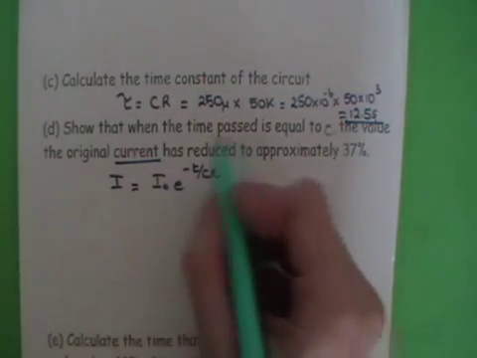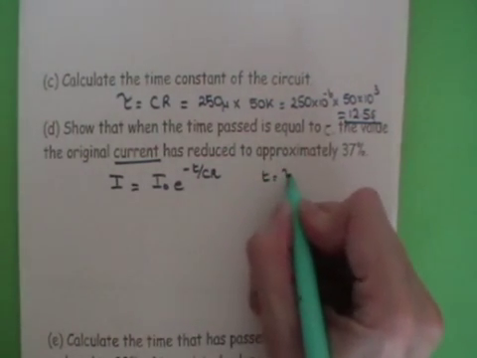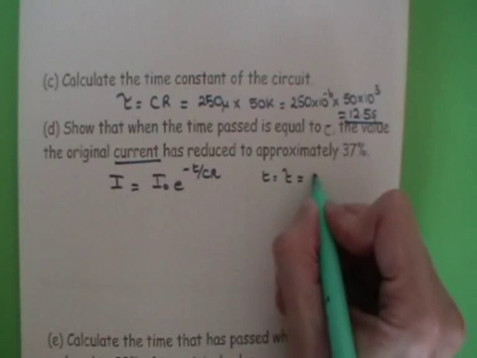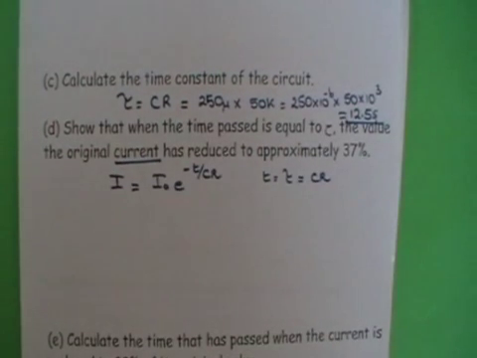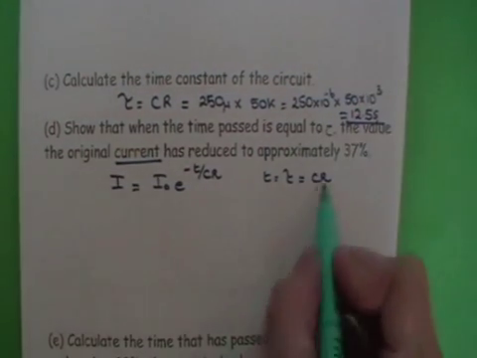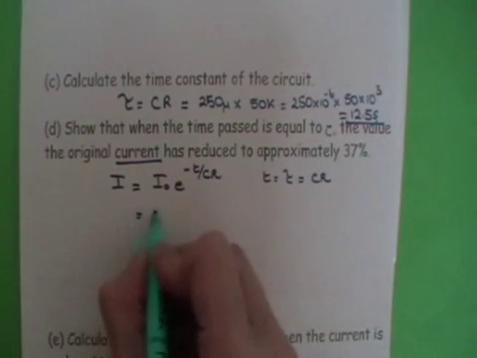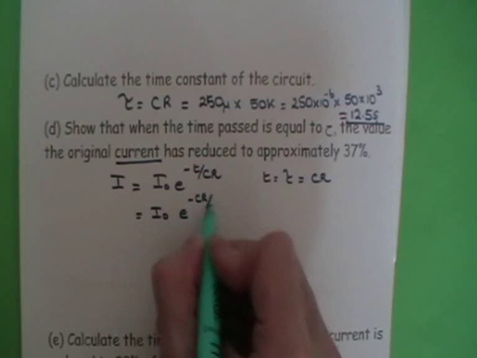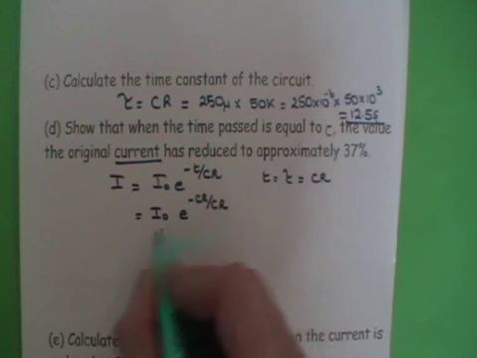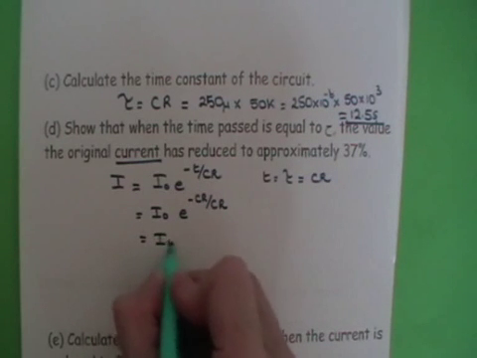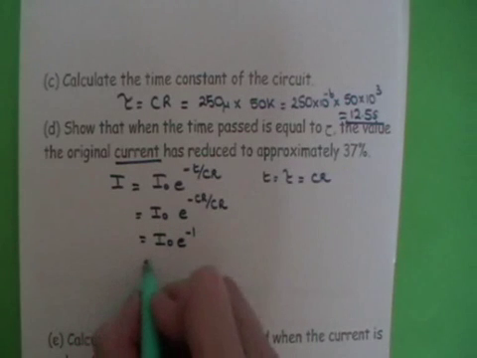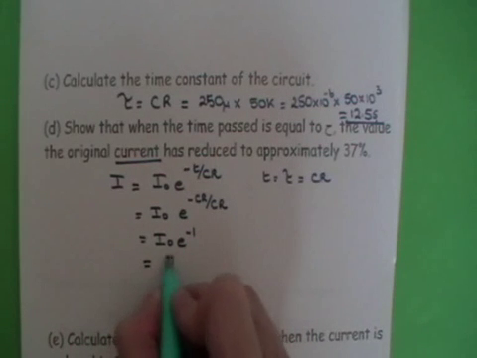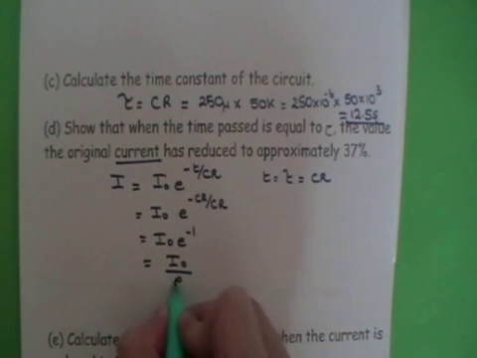And whenever the time passed is equal to tau, then that's equal to CR. We know tau is CR. So you're going to put that back into this equation. So I is now equal to I naught e to the minus CR over CR. But of course CR over CR is 1. So that gives you e to the minus 1. And of course e to the minus 1 is the same as 1 over e.